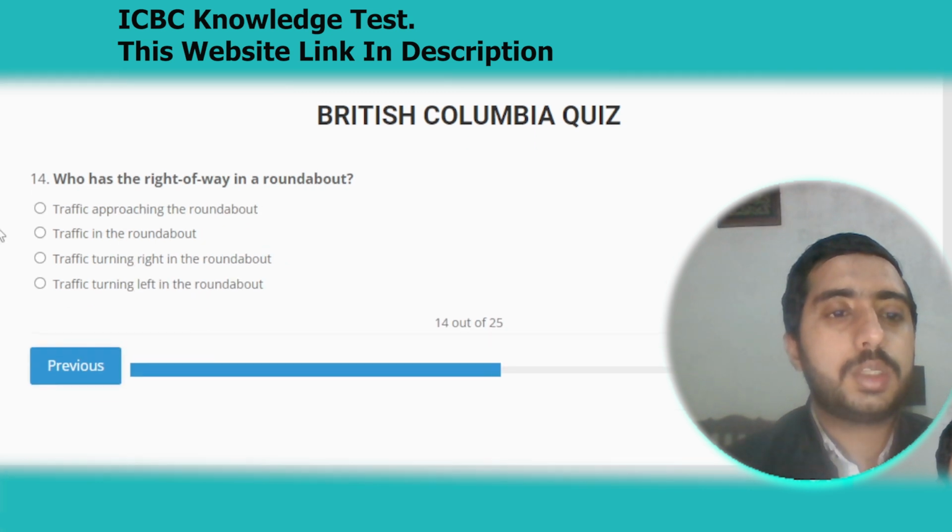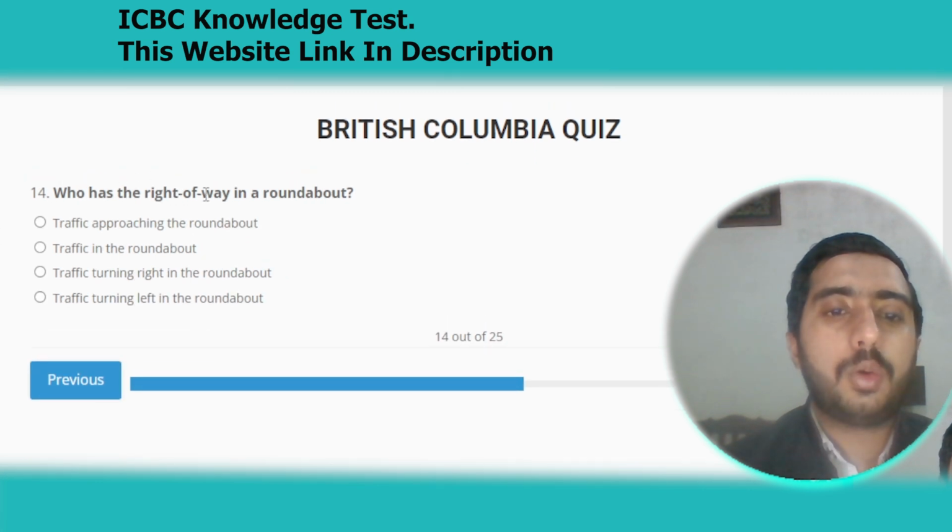Next one, question 14. Who has the right of way in a roundabout? The correct answer is traffic in a roundabout.